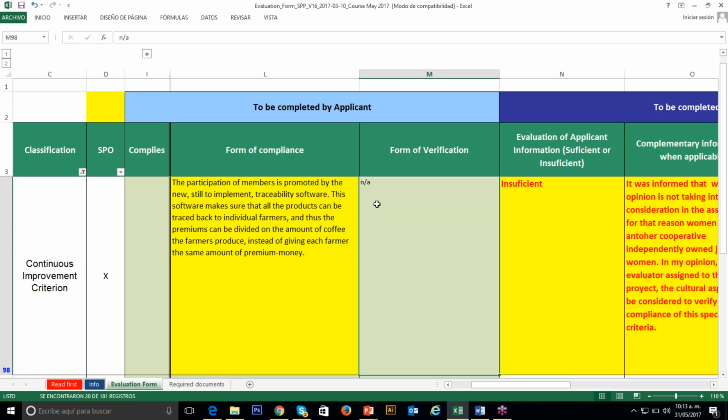Yes. For example, women participate in general assemblies? Women? Yes. And their voices are considered, are listened to? There is a president of women's.